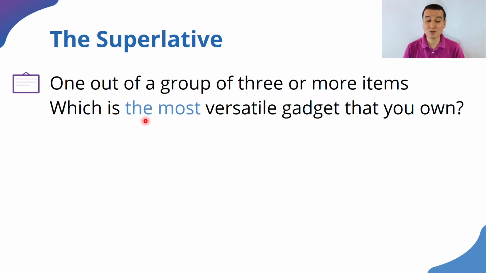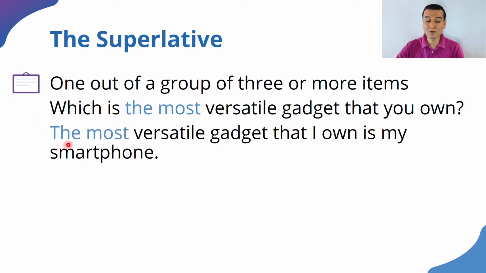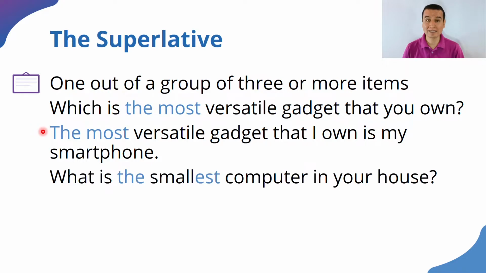The characteristic of the superlative is that we use the word the, and we use most, the most, and then we use the adjective, especially if we have a long adjective. I'll show you an exception in a moment. The answer for that could be: the most versatile gadget that I own, that I have, is my smartphone. All right, so I have many versatile gadgets, but this is the one that is the most versatile of them all.